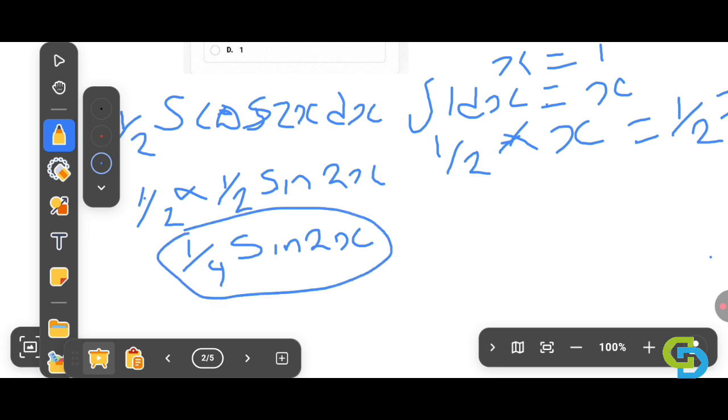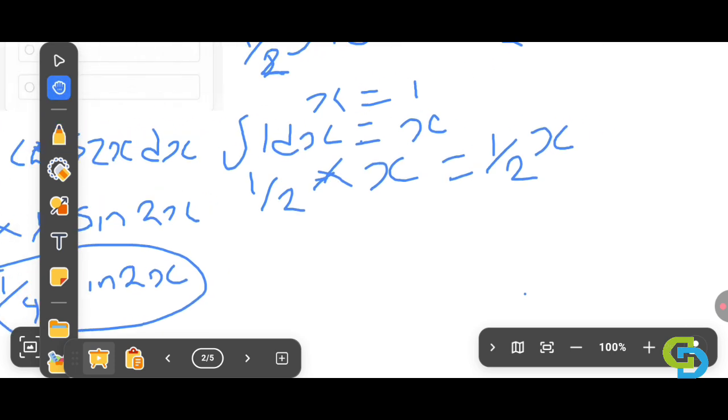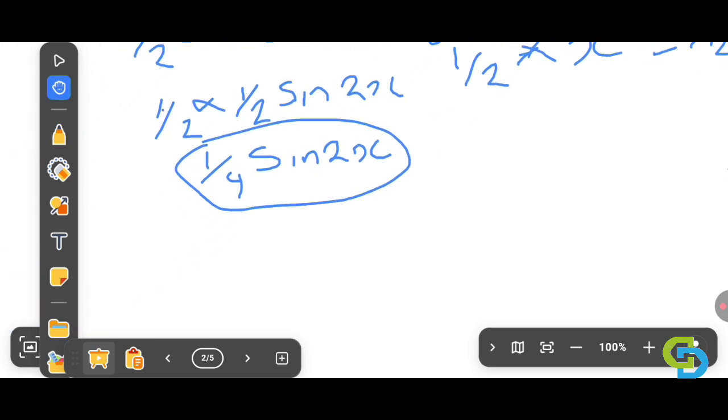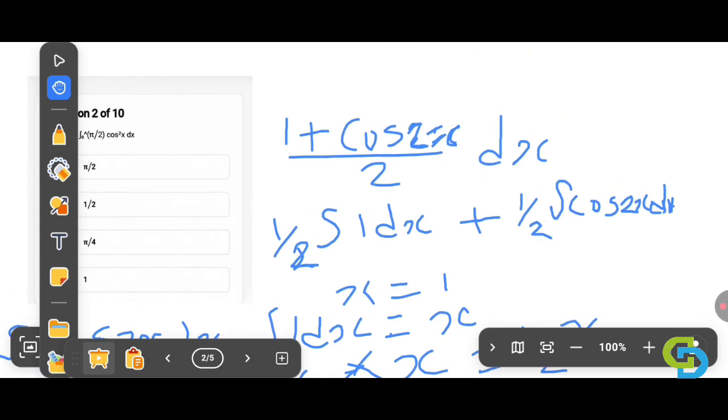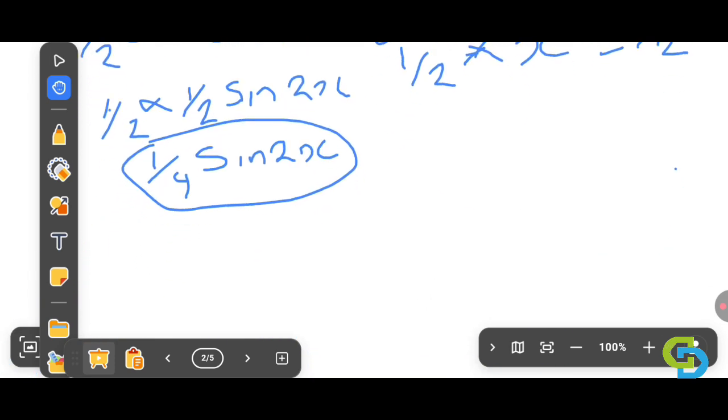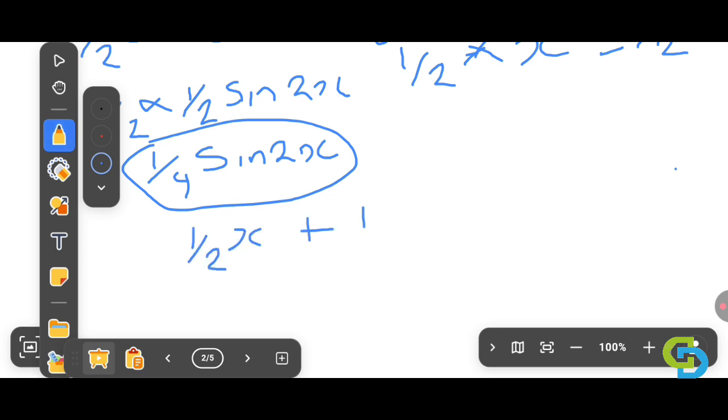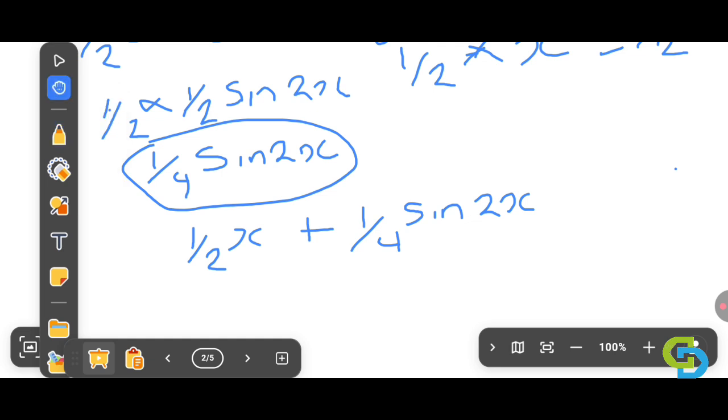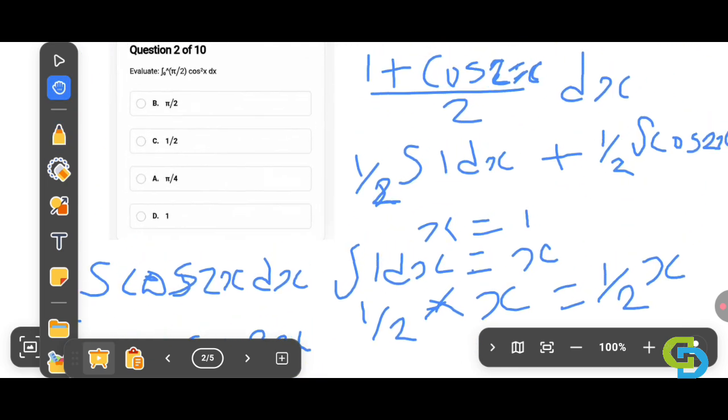Okay, so remember before we got our answer for the first one, that is 1 over 2 x. So we are going to add them together. Remember that our formula was 1 plus cos 2x all over 2, right? So we are going to combine them by saying this is 1 over 2 x plus 1 over 4 sine 2x. So this is how it's going to be. Then we will now have to put that in practice.